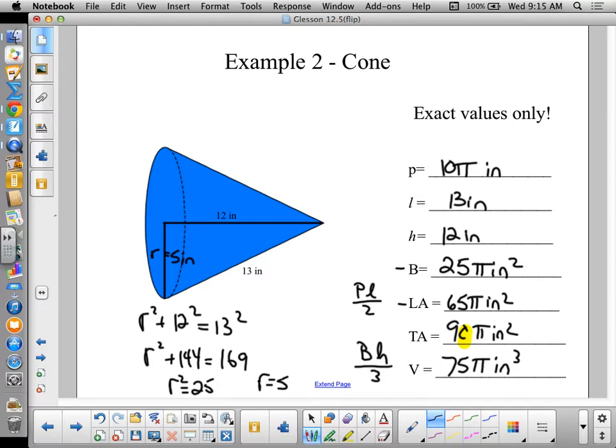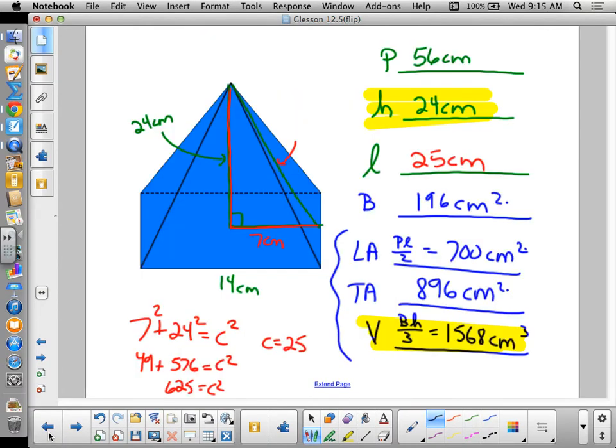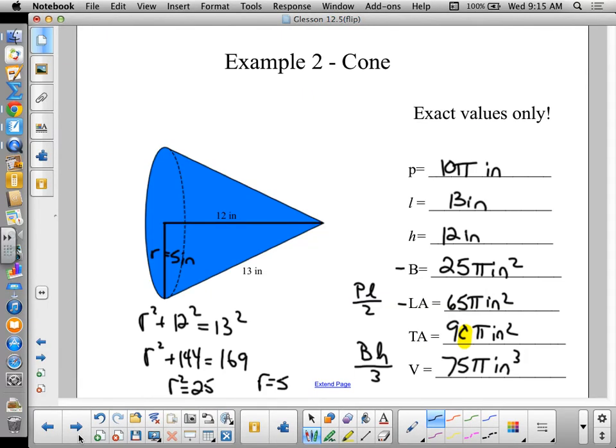Now, some people get upset. They're saying, wait a minute, the volume is less than the total surface area. Yeah, but they're different units. There's really no rule that one has to be larger than the other. The volume was a bigger number on our first one than the total surface area. But again, different units. Sometimes one's bigger than the other. That's the way it is.